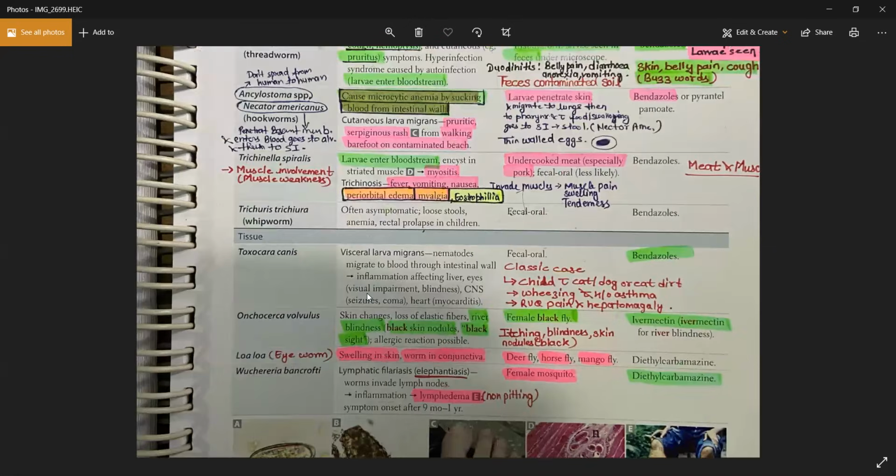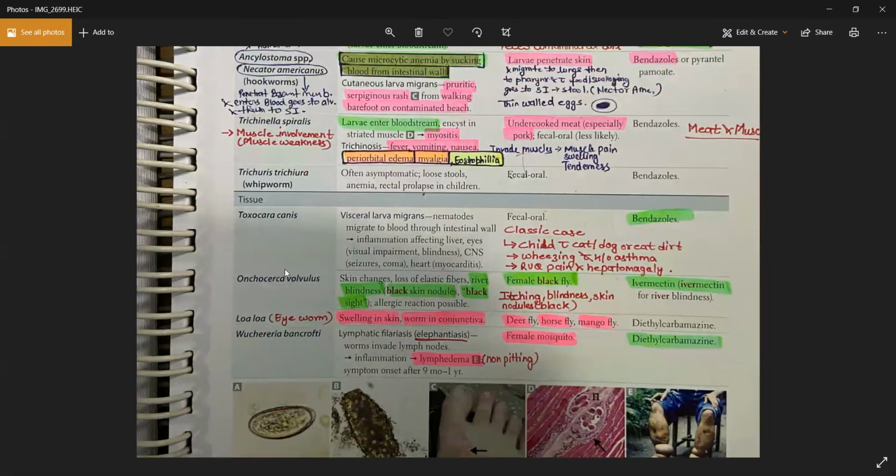Then comes the tick bites, the Onchocerca, Loa Loa, and Wuchereria. Yeah, we forgot to talk about the Toxocara, right? It causes visceral larva migrans. Just like the cutaneous larva migrans that you see in the Necator and Ancylostoma, where you get the serpiginous rash, here you will have the visceral larva migrans. That means this larva migrates to your organs. So it will affect multiple organs like your eyes, liver, brain, and heart.